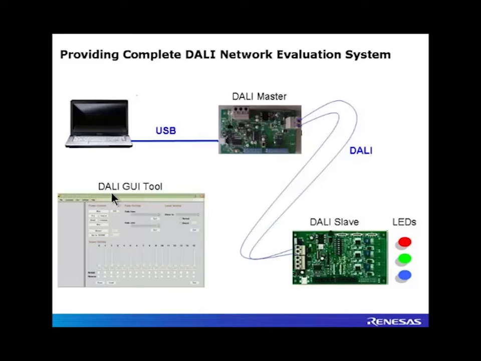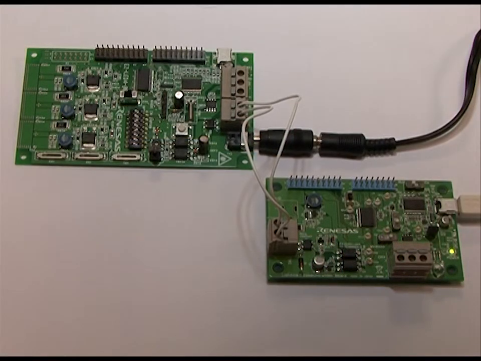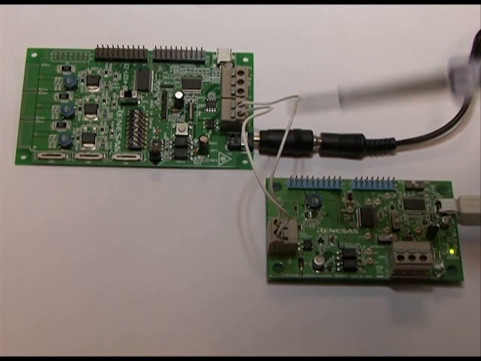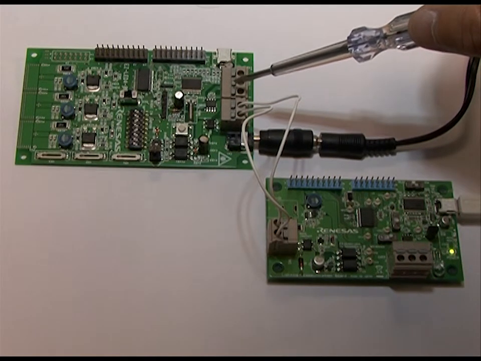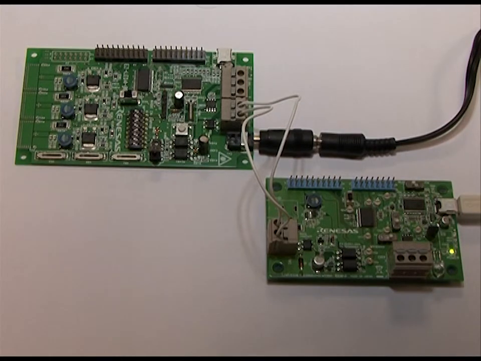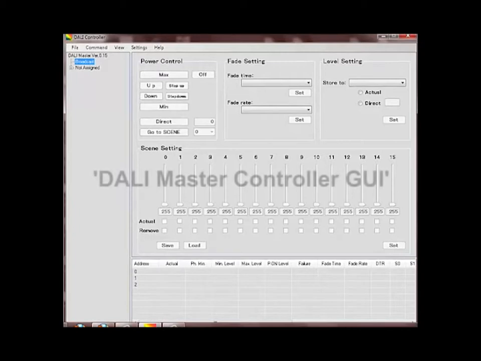Then we're going to launch this DALI GUI tool, which allows us to control the DALI network in real time. So here is how the boards are connected. This is the DALI master board connected with the USB cable to your PC. This is the DALI connector and the DALI bus connected to the DALI slave board, which we've just programmed using the Applilet EZ GUI tool. So once the boards are connected and all configured, we'll launch the DALI GUI controller, also provided by Renesas.